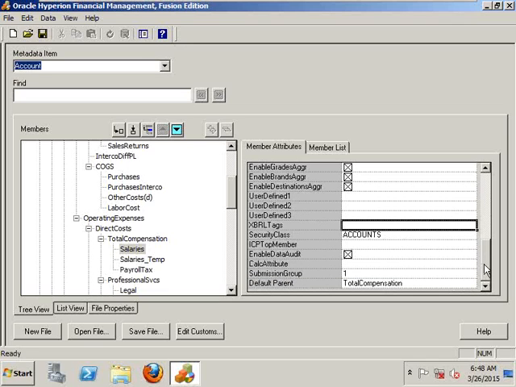The intention behind these XBRL tags was to map your source accounts directly to HFM accounts to load the data. They plan to use this for that purpose, but as of now it's not yet implemented and nobody is using it. Security class, we'll see in the security part. ICP top member, we'll see at the time of ICP.